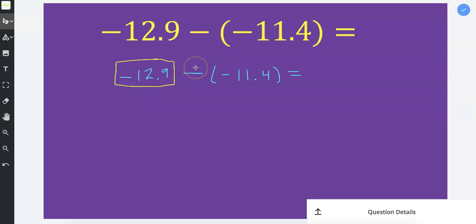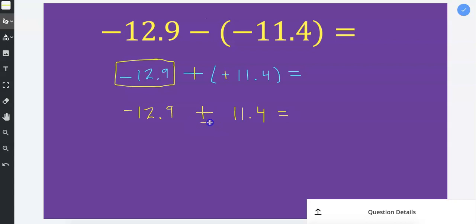And then I'm going to add the opposite. So I change the subtraction to addition, and then I record the opposite of negative 11.4, which would be positive 11.4. So this remains the same, the negative 12 and 9/10, plus a positive, we just write it as plus 11.4.